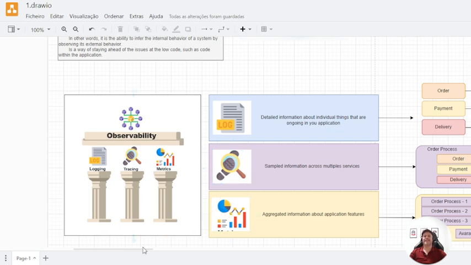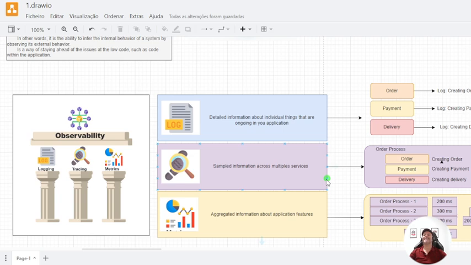But what is this? The log is detailed information about individual things that are ongoing in our application. A trace is sampled information across multiple services. And a metric is aggregated information about application features.